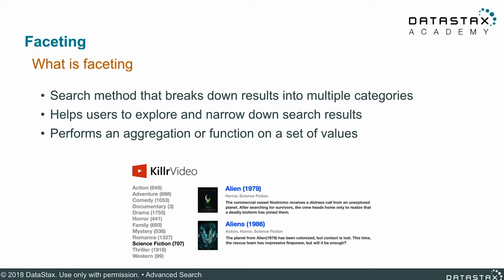For example, if, using the Killer Video website, a user searches for movies with the term alien in their title, it can be very valuable to that user to get a list of genres contained in those results. Using these facets, the user can query again using a more narrowly scoped search, which ultimately helps them get to the most relevant results more quickly. DSE Search provides a mechanism to let us do this.